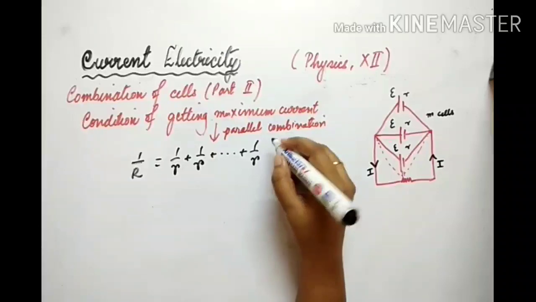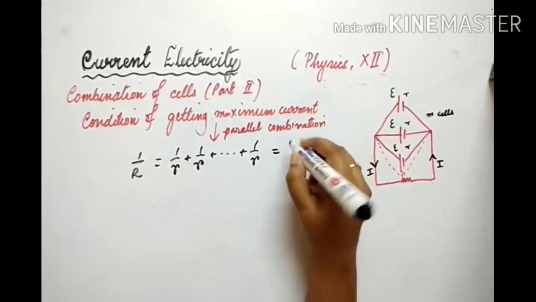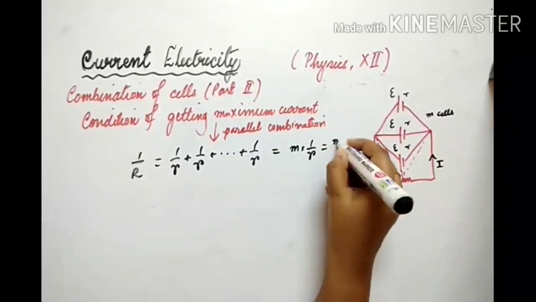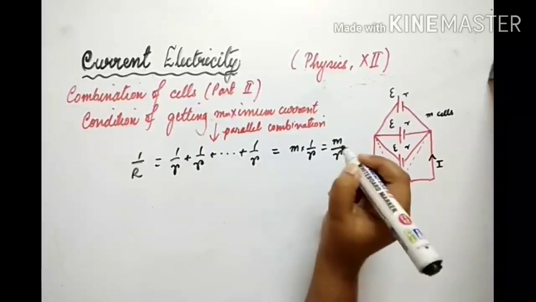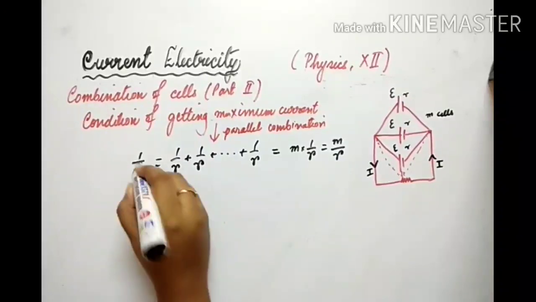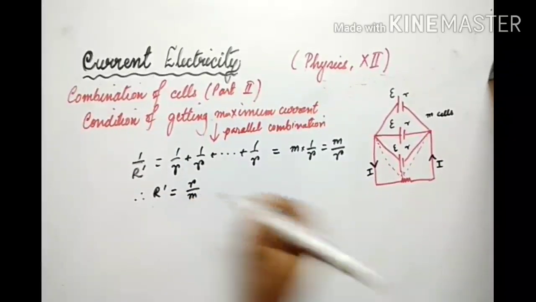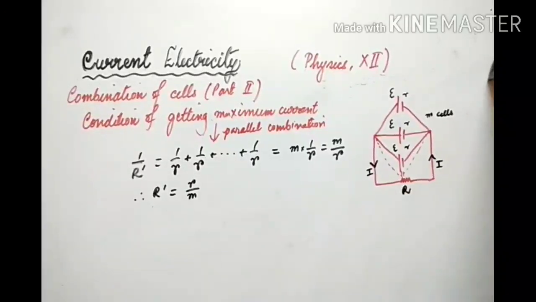So here we can write M into 1 by r, or M by r. Therefore, let it be r prime. So r prime will be r by M. This is your external resistance R and this is r prime.